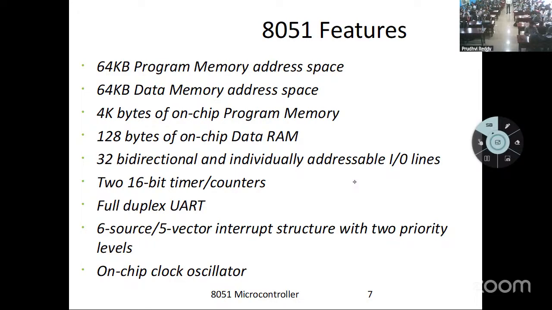Okay, next point, 32 input and output lines, that is 4 IO ports, each one with 8 IO lines. We divide the 32 into ports. Each port is 8 IO lines.